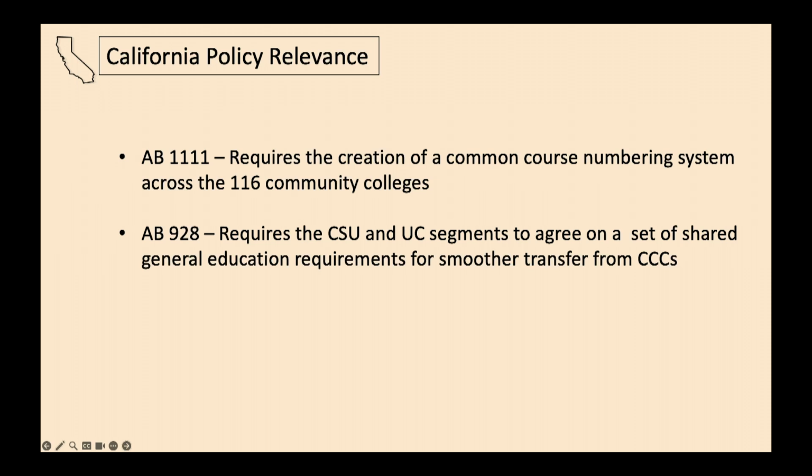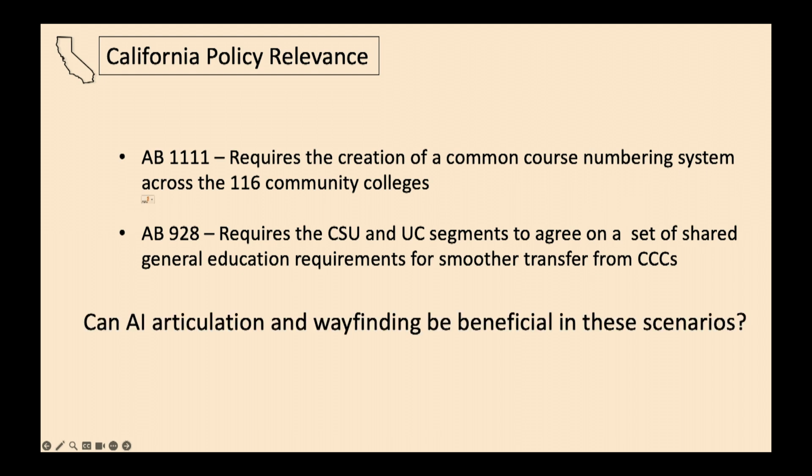That's not a very tractable task for a committee of faculty to do, to map all those things. And so that is an application of AI, where an AI can produce a candidate set of common course numbers that then a committee can look over and ratify. And we're working with the community college system on that very project. AB 928 requires CSU and UC segments to agree on a set of shared gen ed requirements for smoother transfer from the California community colleges. So this is all very relevant to the policy around transfer.